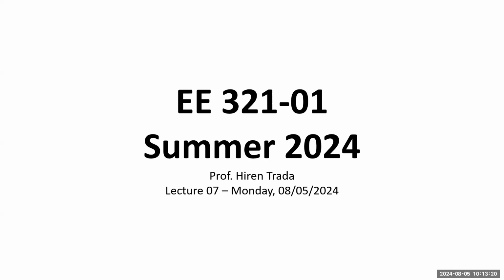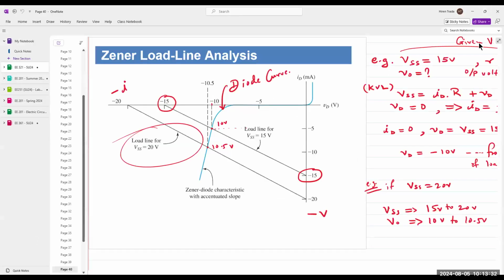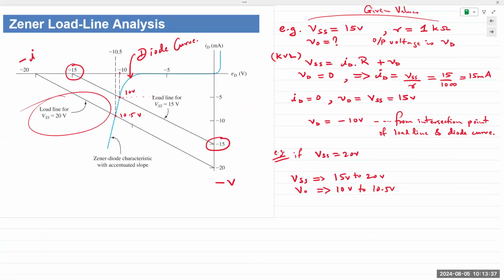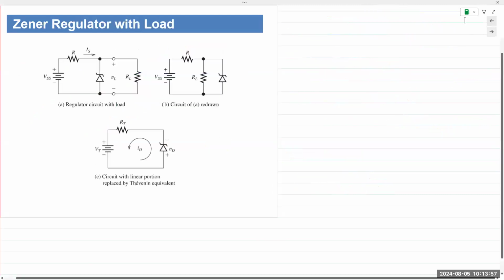So for now, let's continue with Zener diodes in the example problem for analysis. We were a bit rushed for time at the end of this example. If you have reviewed this and have any questions, please ask. Anyone? Okay, then let's go into the example for the Zener regulator with load.